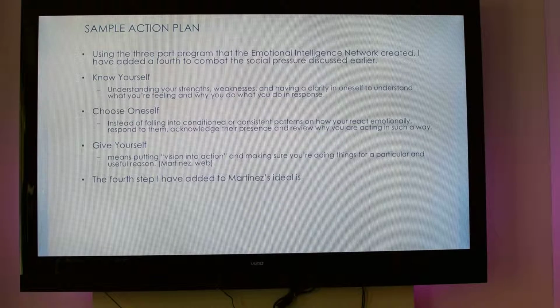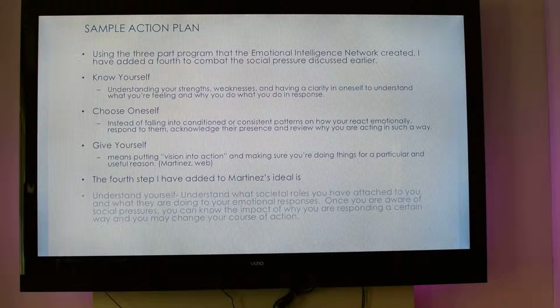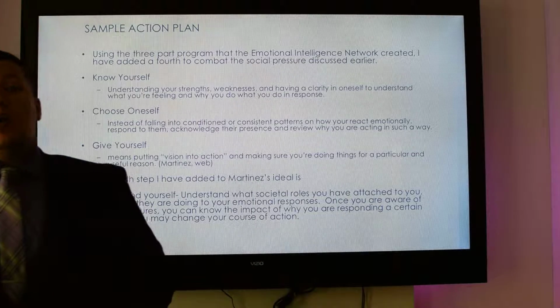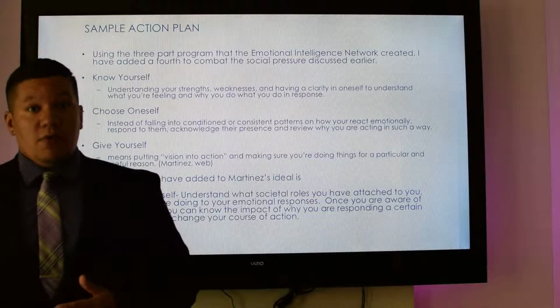The 4th step I've added to Martinez's ideal is understand yourself. Understand what societal roles you have attached to you and what they are doing to your emotional responses. Once you are aware of social pressures, you can know the impact of why you're responding in a certain way, and you may change your course of action. This is an ideal of an action plan, steps to take in order to build our own emotional intelligence.